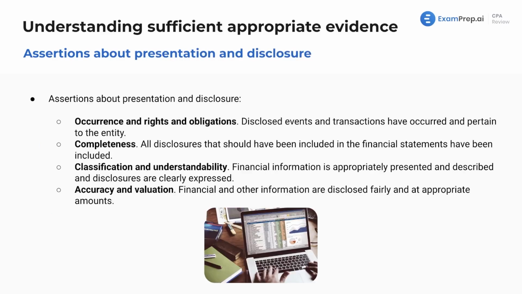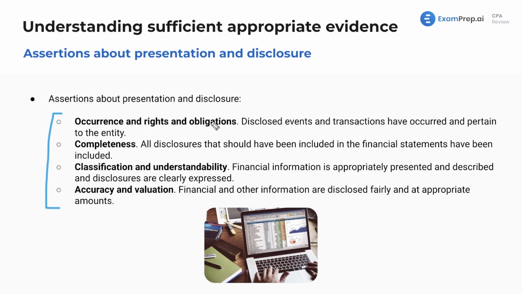Lastly, we would get to assertions about presentation and disclosure. We've got occurrence and rights and obligations. Now you can see, right, some of these are duplicates. You see that, okay, well, didn't we see occurrence before? Yeah, we did, but we're going to see it again. So memorizing that occurrence and some of these other ones also applies to presentation and disclosure.